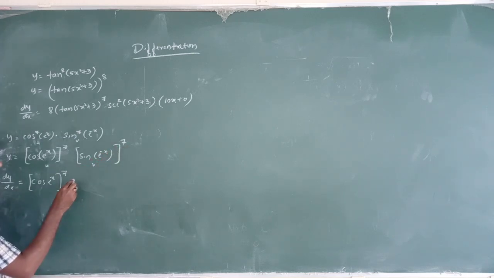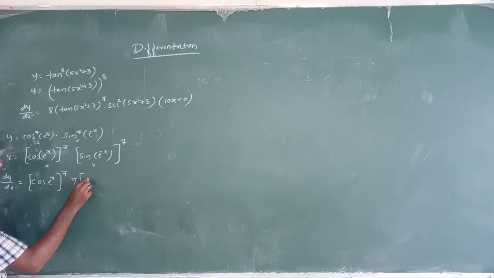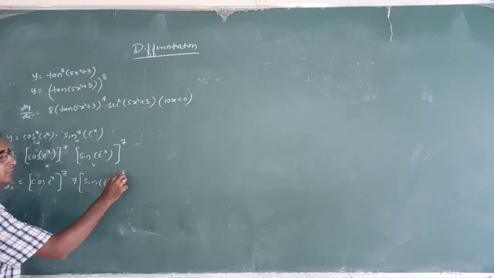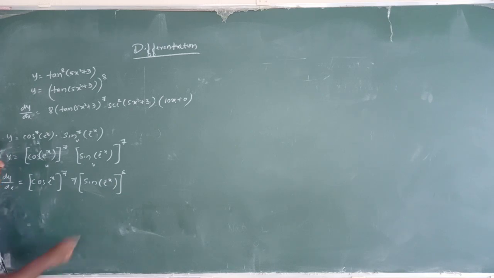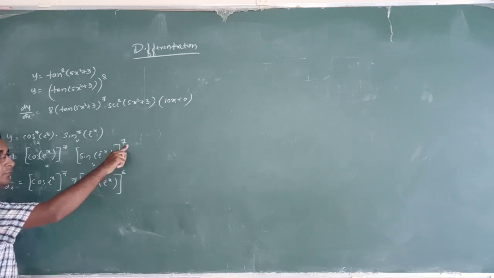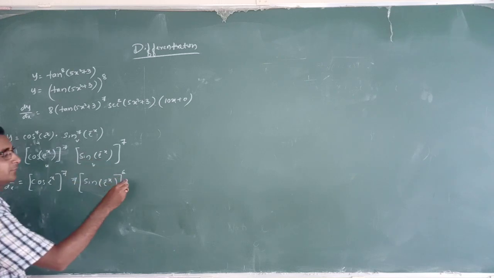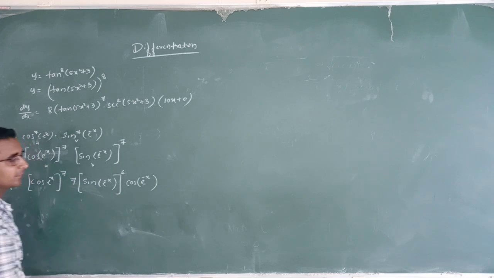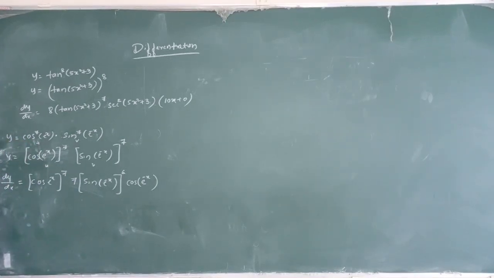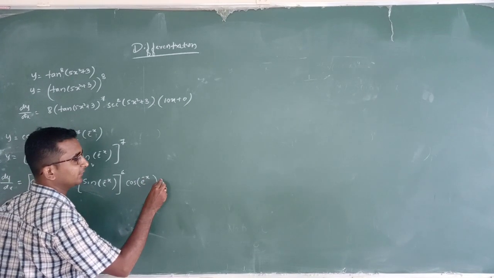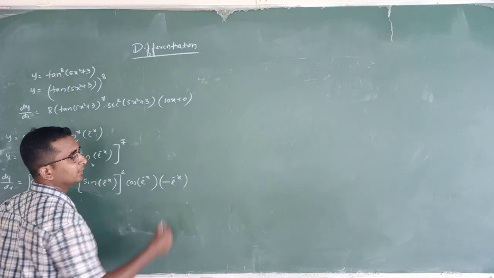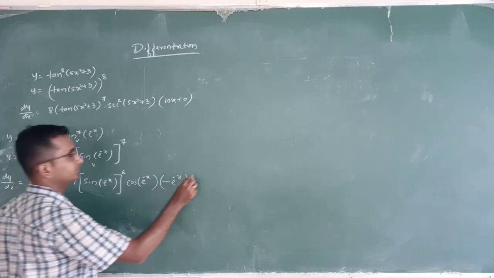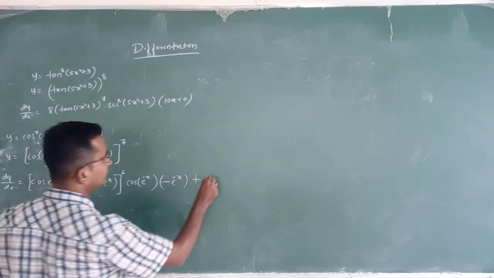The differentiation of x raised to 7 is 7 x raised to 6. Correct? The differentiation of sin of x is cos of e raised to minus x. Correct? The differentiation of e raised to minus x is minus of e raised to minus x. Correct? Next, plus. Keep the sign of e raised to minus x.